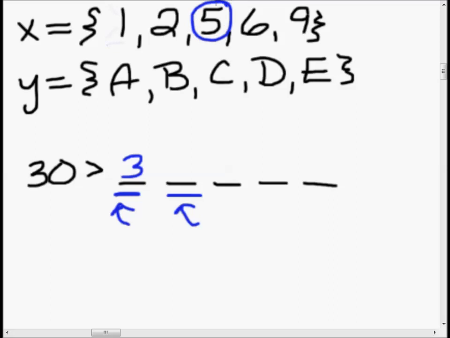Well, if I chose 5, then that means I can't choose 5 again, just for an example. So that means any other number I chose is going to be greater than 30. Like if I chose 1, that's going to be 51, that's greater than 30. If I chose 2, that's 52, that's greater than 30. So that means there are 4 options for the next part. And this is the case whether we chose 6 or 9.